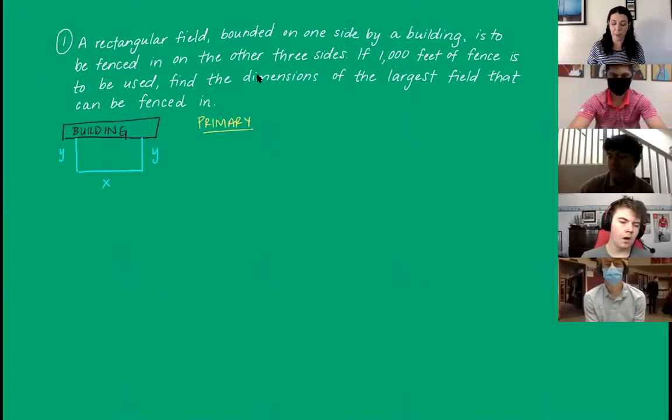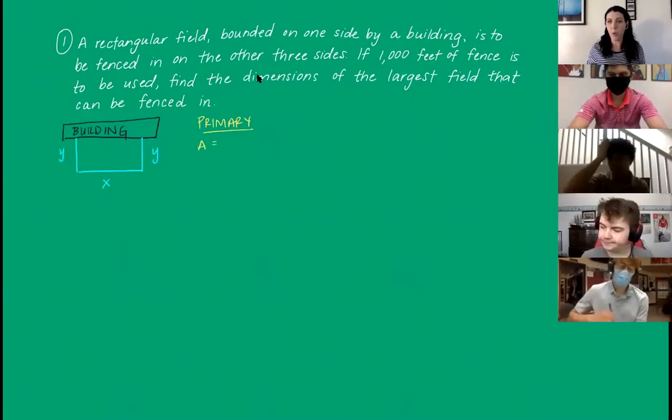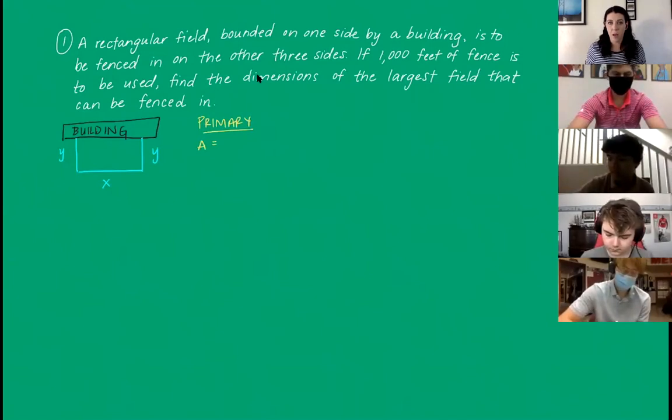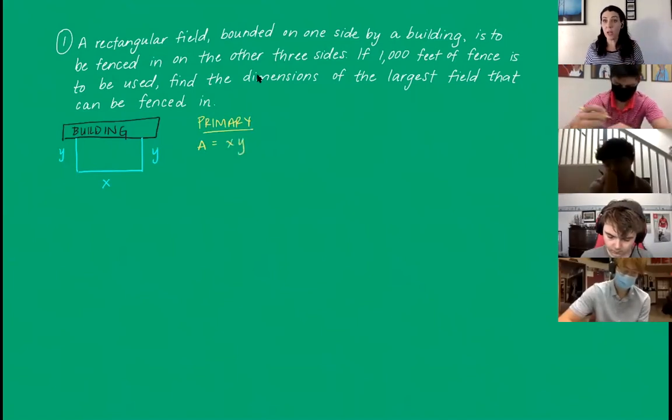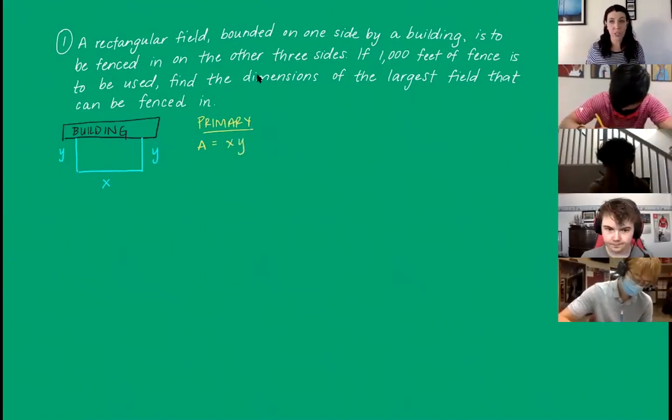So I want to write down my primary equation as area equals, and then what would the area be in this case, Gus? X times y. X times y, perfect. Okay, now I don't want to take the derivative of this yet. I don't want to take the derivative.